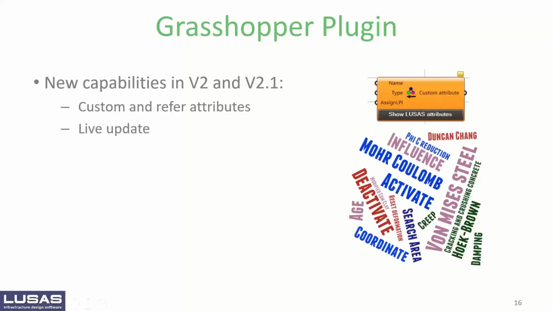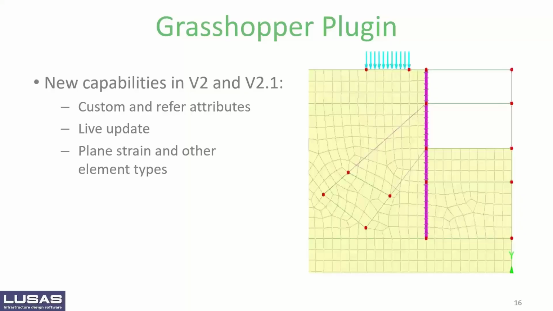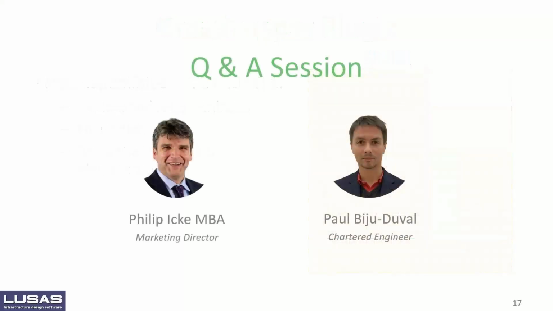Paul also talked about the live update, so controlling LUSAS live from Grasshopper, and every time you make a change, pushing that through, if you want to, to LUSAS. And we had an example in that last session, obviously, of the plane strain capability now. So that's version 2.1 of the Grasshopper plugin. There are other element types in there as well, including grillage and some others that I don't remember immediately. So anyway, that is the presentation for today.